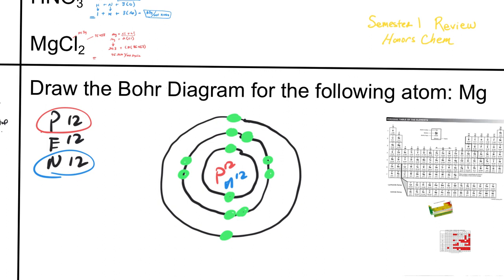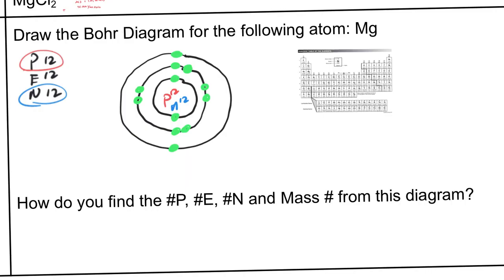Now in this particular problem, we were asked to draw a Bohr diagram, but what if we were asked to go the opposite way? From a Bohr diagram, could you identify the proton, electron, and neutron count? Here the answer is simply yes, you can. If this diagram is the only thing you were provided and you were asked this question: how do you find the number of protons, electrons, neutrons, and the mass number from this Bohr diagram?